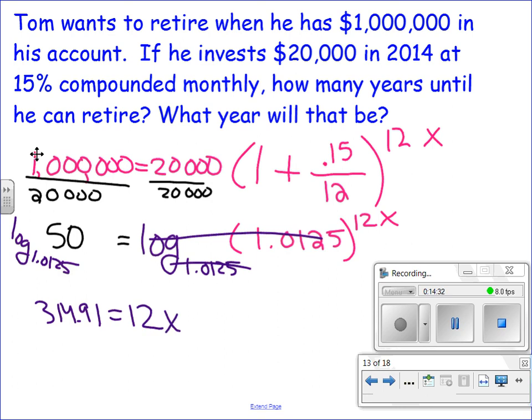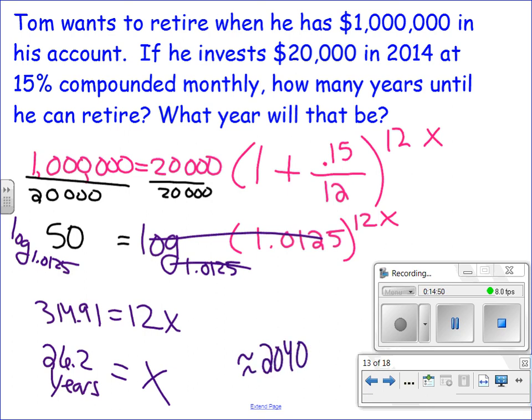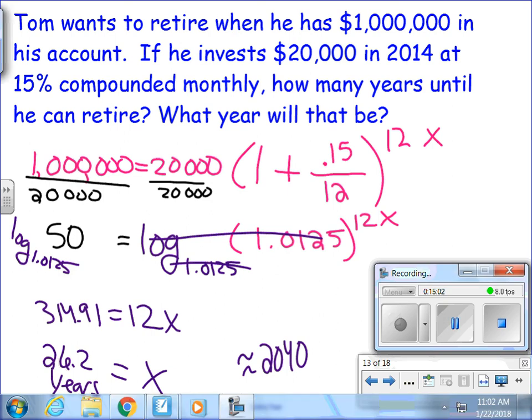So Tom is not going to be dead. All you guys thought Tom would be dead. It's going to take 26.2 years. And the question did ask what year is that. So 2014 plus 26 years would be about 2040, 2041. That's not possible. Why is that not possible? Because you're missing $20,000. You can add up so much that it's just all interest. All right, so we did get 26.2 years, and that's the year 2040.